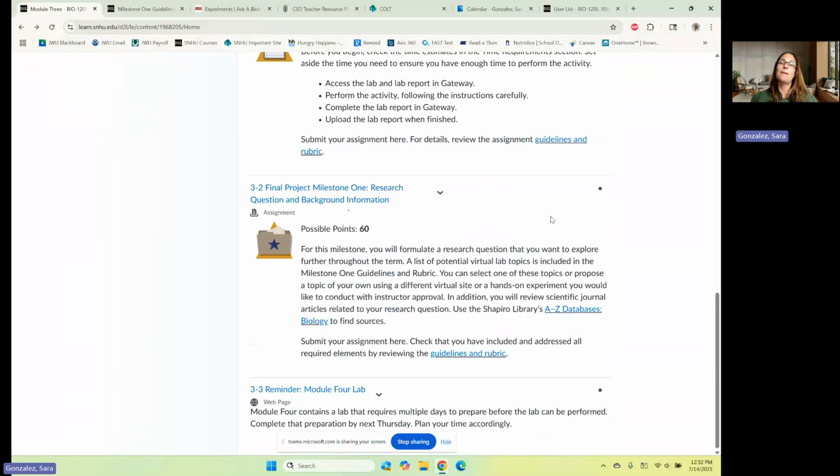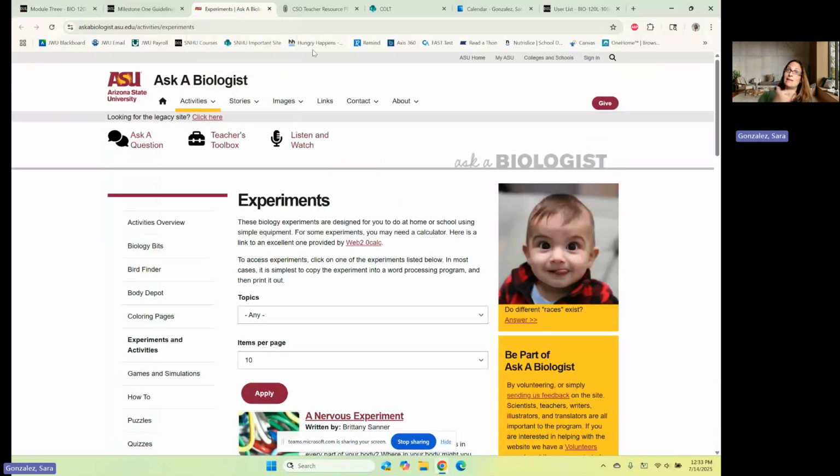So you're going to turn in milestone 1 of your final project. And this is basically going to be your research topic. So you're going to formulate a research question that you're going to explore throughout the term. There's a link here. If you go to the guidelines and rubrics, I did a shortcut here, and you go to the Ask a Biologist. Remember that link that I showed you previously here?